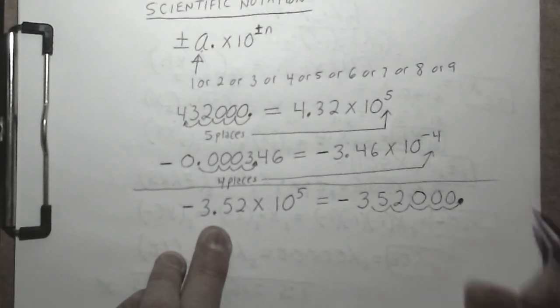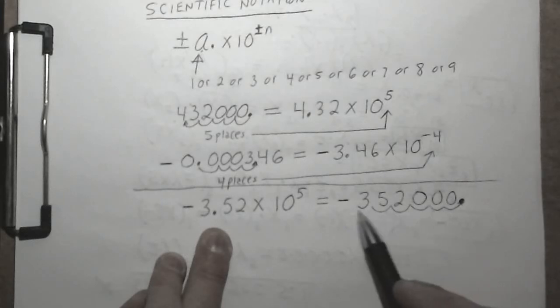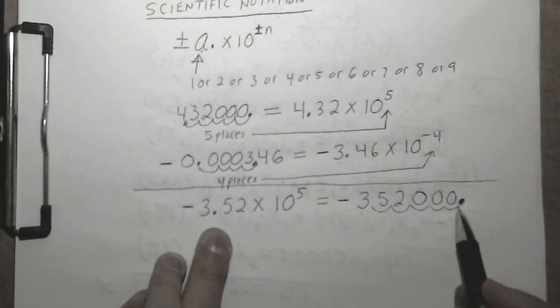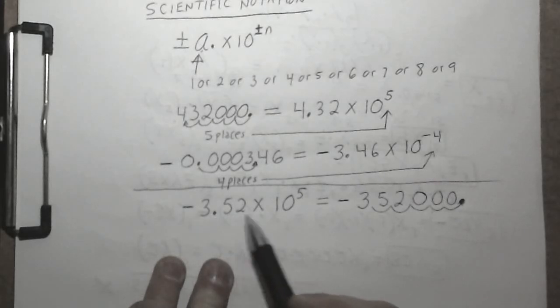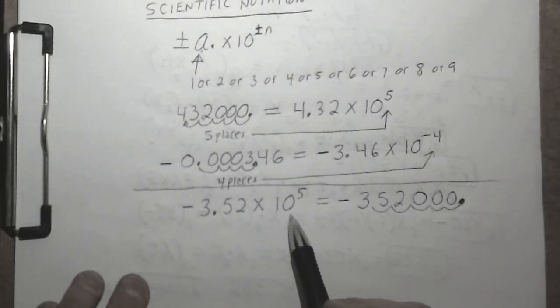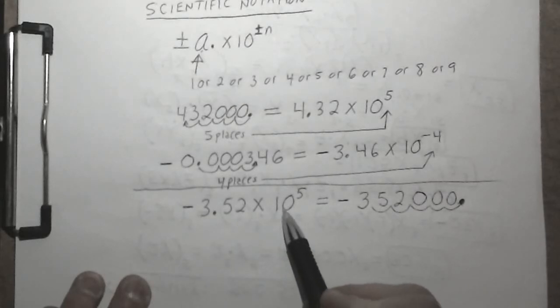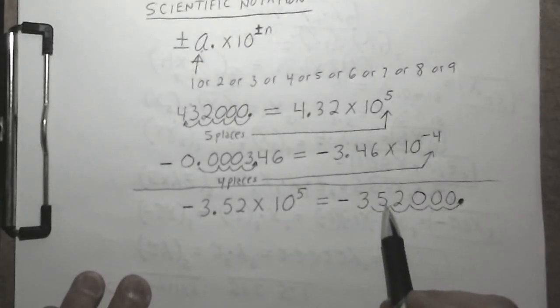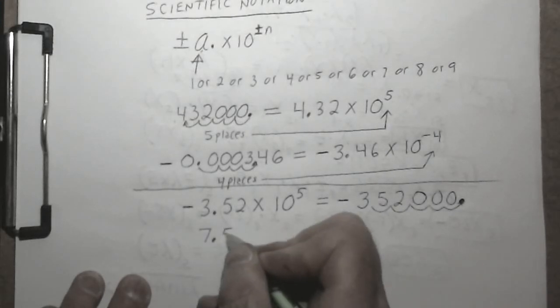And so that would be your answer in standard notation or decimal notation. So this number is now negative 352,000. Okay, that is negative 3.52 times 10 to the 5th power in scientific notation form. So again, we went from scientific notation form to ordinary decimal form, or standard form, as we oftentimes refer to it. All right, let's look at another one.